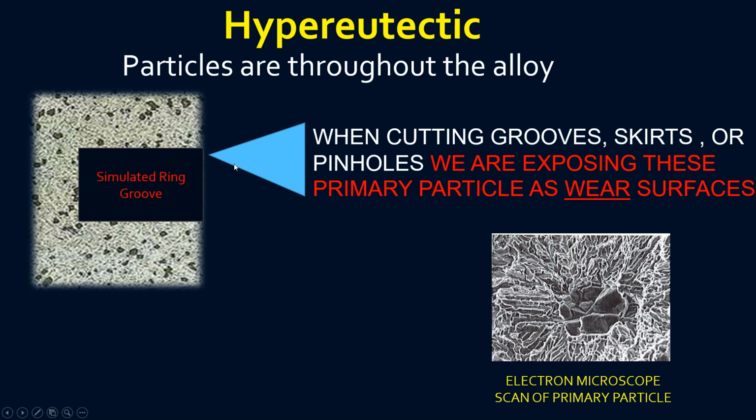Yeah, right. So here's a hypereutectic cutaway. Here's a simulated ring groove. And here's an electron microscope view. You see this primary particle of silicone right here. The silicone's a harder material, and so that provides the hardness, not just throughout the piston, but also in the grooves where the rings are. And so it's important as far as a wear surface is concerned.